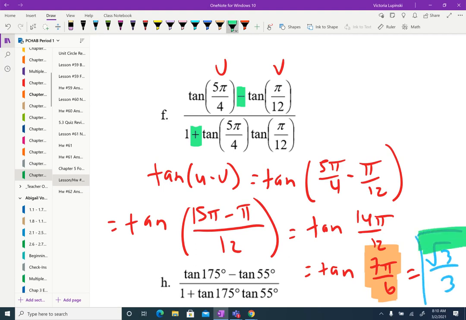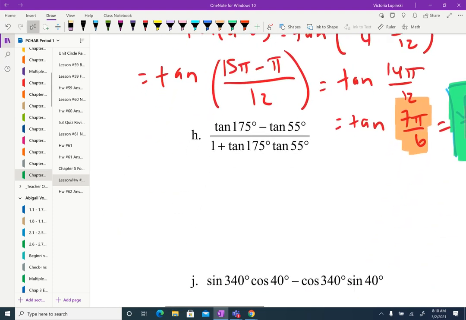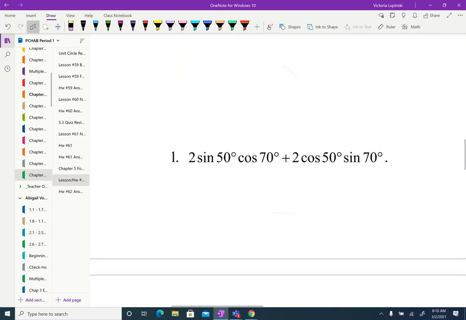So this is what I mean by if it's on the unit circle, you're going to calculate it. If it's a value, the tangent of something, the cosine of something that you know, you should actually find it. So questions to here. Okay, take a look at L.